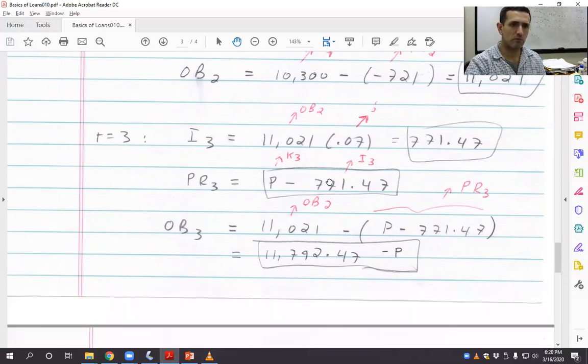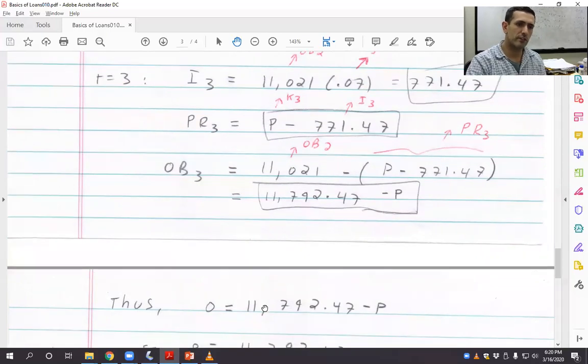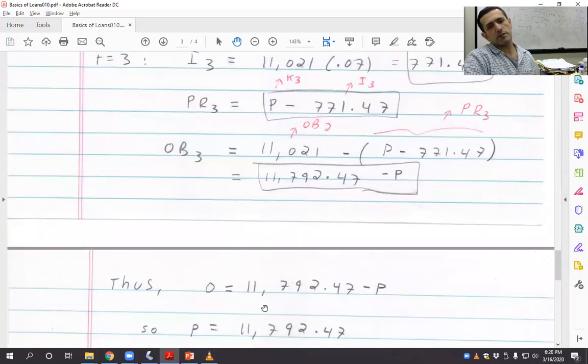So 0 is $11,792.47. Bring P to the left-hand side, and we get P is $11,792.47. Okay. So yeah, your last payment has to be $1,792.47 more than what you took the loan out for.